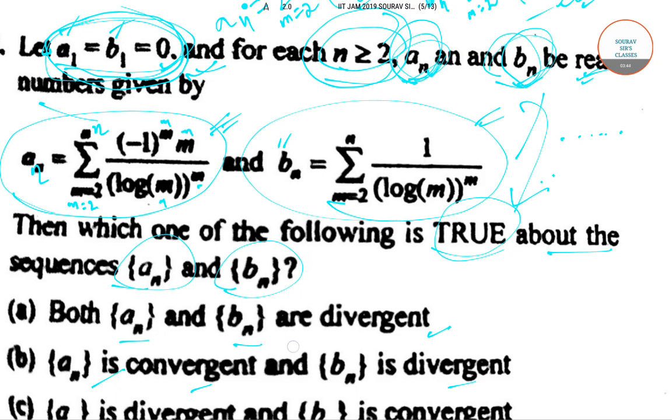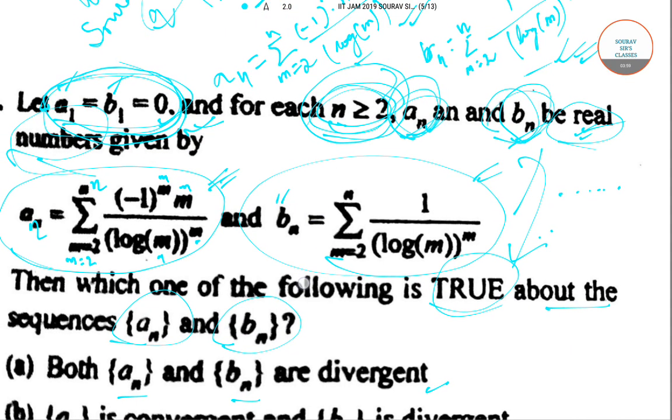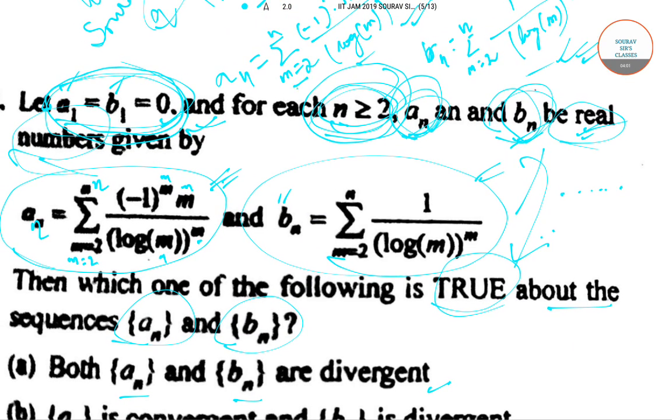As we can see, we are given the general form of the sequence, and the sequence starts from 2, because in the question it is already given that for all n greater than or equal to 2, a_n and b_n have real number values. That is why a_n starts from m equal to 2 and goes up to n, and in the case of b also it starts from m equal to 2 and goes up to n. When n is greater than or equal to 2, these two sequences are real numbers.